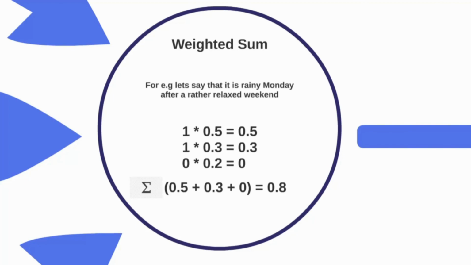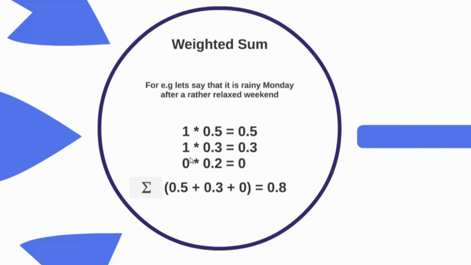For example, let's say that it's a rainy Monday after a rather relaxed weekend. So the first parameter, which is weather, so we said that if it is rainy and cold, you're going to give it a 1. So there you go, this is the 1. Now in terms of the weights, the importance was 0.5, so you have the 0.5. Now the weighted sum is basically to multiply your input I with the weight W. In this case, I1 and W1.